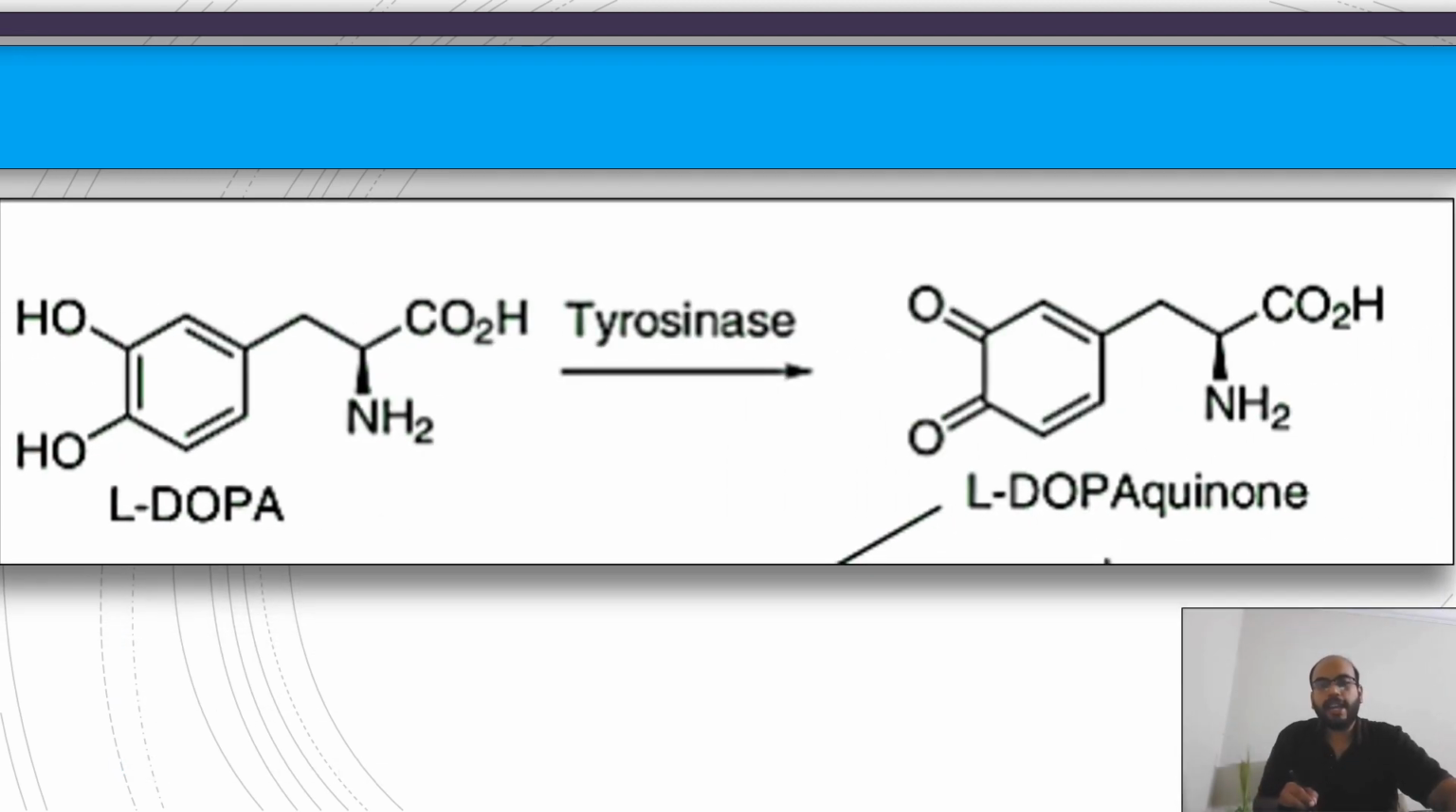From L-dopa, again by the action of tyrosinase, you form L-dopaquinone. So look at the quinone group. Here are the quinone groups. Okay, L-dopaquinone. Just remember the word quinone. Let's move forward.